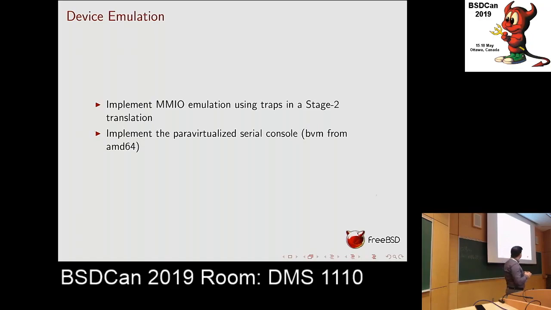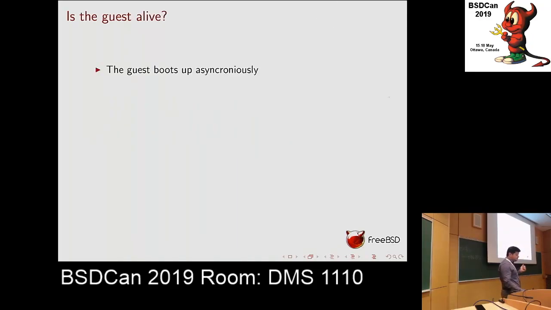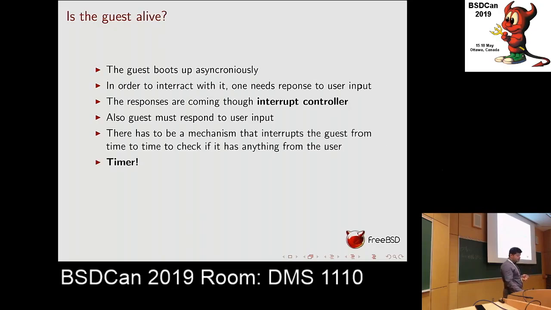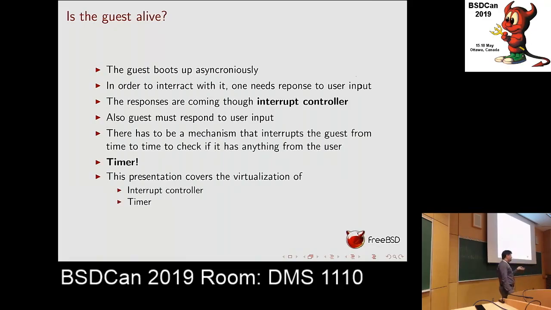Let's see what we need for the devices to work. The guest boots up asynchronously, and in order to interact with it, one needs the response to a user input. And the responses usually come polling based or through an interrupt controller. Also, the guest must respond to user input, and for this, we have to have a mechanism for the guest to be interrupted in order to be able to check if anything is available from the user. And here we use a timer. So we have the interrupt controller, which is notifying the guest, and we need a timer in order to be able to check periodically if we have something from other devices or from the user. Further, this presentation will cover some aspects about the interrupt controller on ARM and about the timer virtualization.